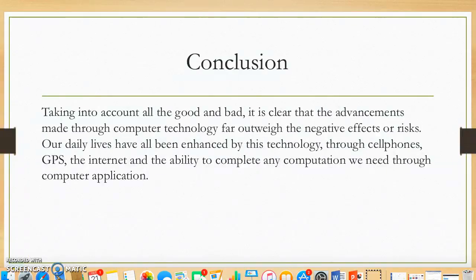Taking into account all the good and bad, it is clear that the advancements made through computer technology far outweigh the negative effects or risks. Our daily lives have all been enhanced by this technology through cell phones, GPS, the internet, and the ability to complete any computation we need through computer application.